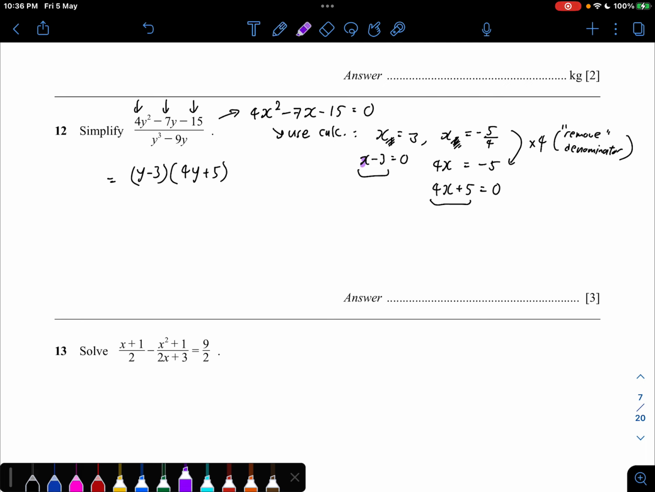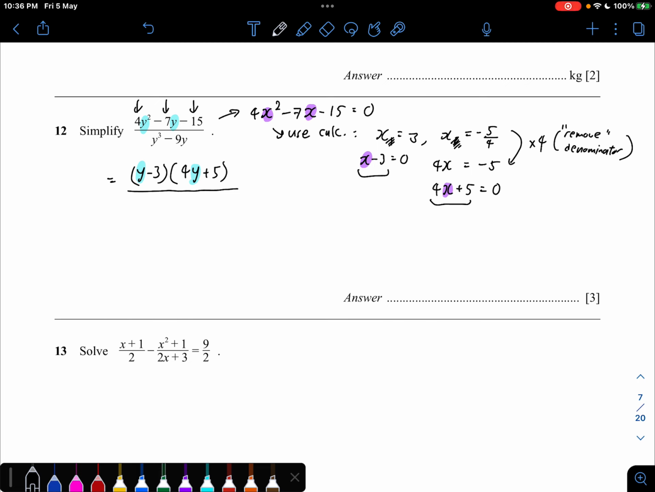Notice, here is x, here is x for the equation when everything is in x, but the question actually started with y's, so we have to adapt, contextualize accordingly. Don't just blindly write down the x. Read the question. They gave the expression in terms of y, so you must also use the letter variable y instead of x. Okay, all divided by y cubed minus 9y.